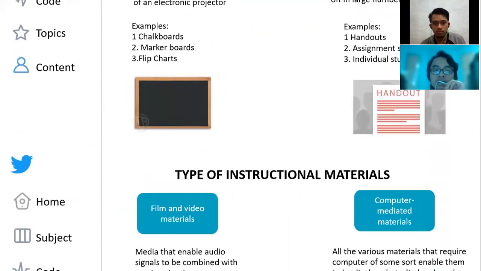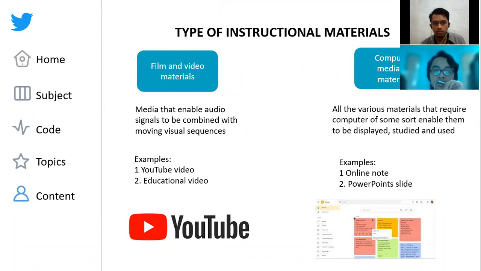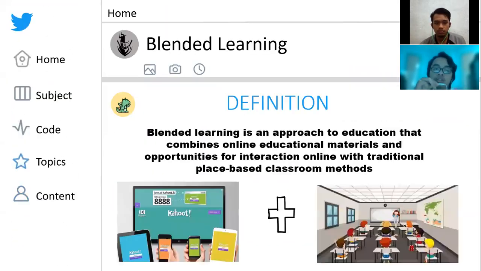Next, the third one is the film and video materials, the media that combine an audio signal with moving visuals, for example YouTube videos. And the last one is the computer-mediated materials, which are various materials that require a computer, for example an online group. So we move to blended learning.